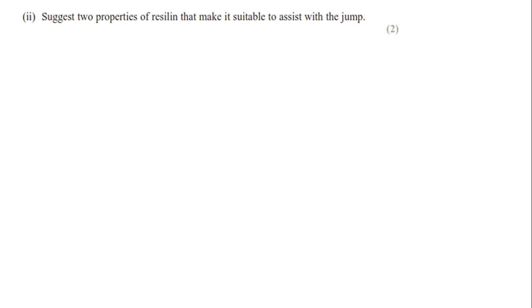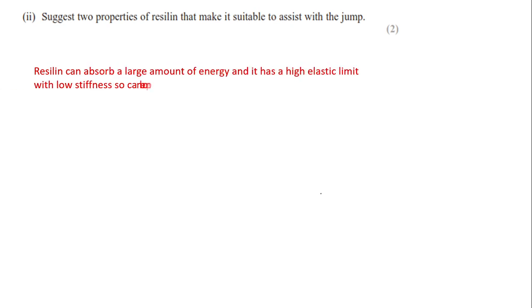Suggest two properties of resilin that make it suitable to assist with the jump. Clearly, resilin can be compressed easily. So it can store a large amount of energy, and it has a high tensile strength, and these kinds of things you can just write. So it can absorb a large amount of energy, high elastic limit indeed, and low stiffness.